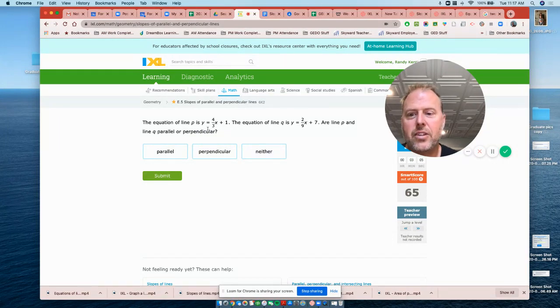And again, it's asking, are they parallel or perpendicular? So in this case, looking just at the slope, 4/3 and 2/9, they're not the same, so they're not parallel. And they don't seem to be negative reciprocals on those slopes. So I would say neither.